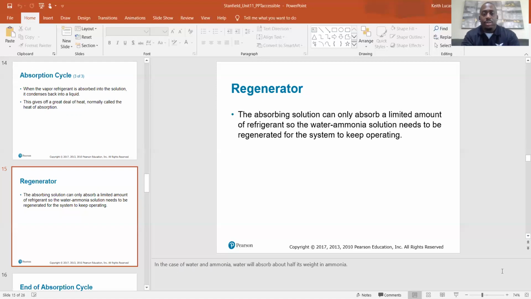Regenerator. The absorbing solution can only absorb a limited amount of refrigerant, so the water ammonia solution needs to be regenerated for the system to keep operating. In the case of water and ammonia, water will absorb about half its weight in ammonia.